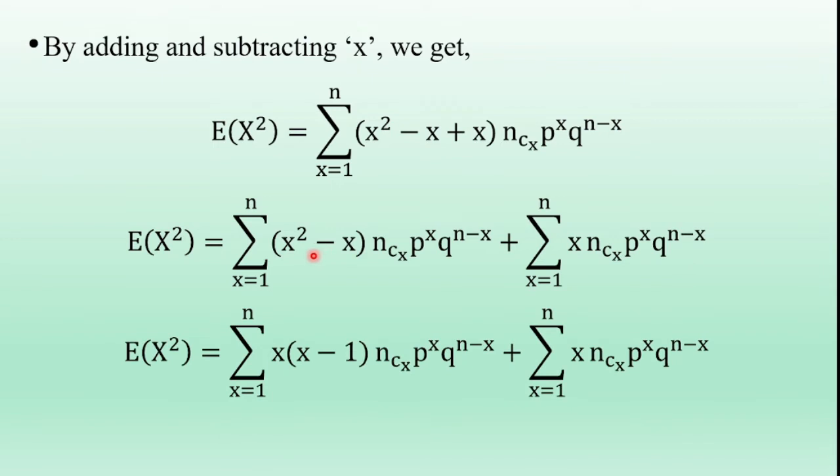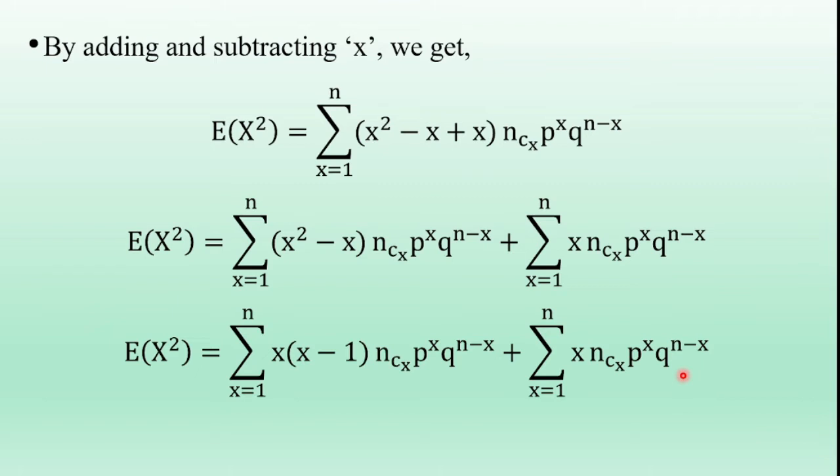Now here, this x square minus x is written as x into x minus 1, taking the common x. Therefore, sigma x is equal to 1 to n, x into x minus 1 into nCx into p power x q power n minus x, plus sigma x is equal to 1 to n, x into nCx p power x into q power n minus x.